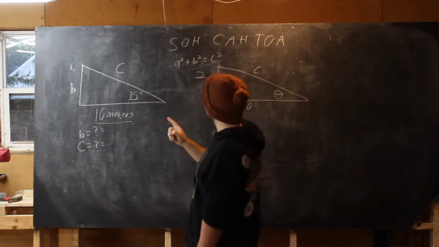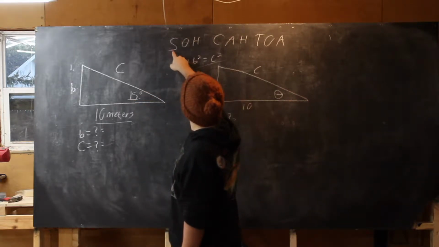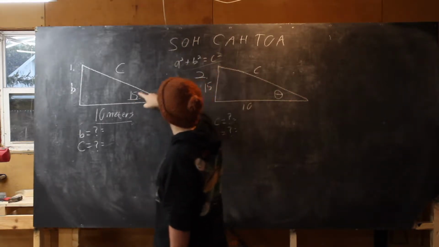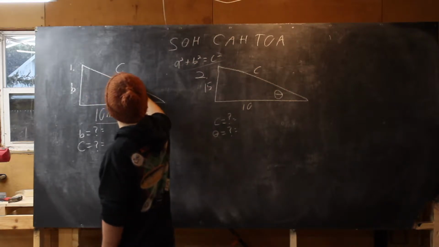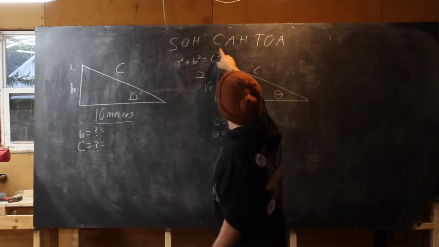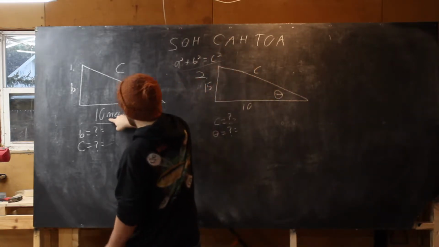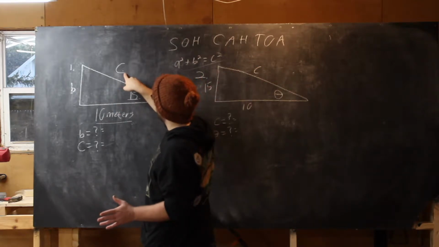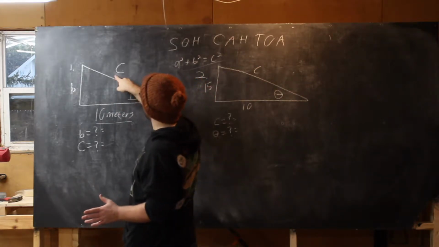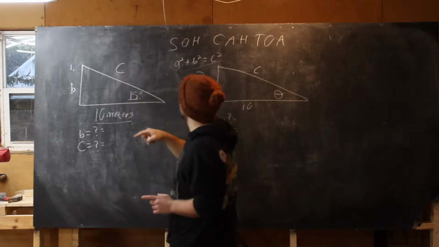So, to figure out B, I've got this 15 degrees, so I need sine, opposite over hypotenuse. Well, I don't know opposite and I don't know hypotenuse. That's not going to work. Cosine is adjacent over hypotenuse. Adjacent, I know, but hypotenuse I don't know. I could use that to find the hypotenuse, but what I really want to do is use the Pythagorean theorem to find that one.